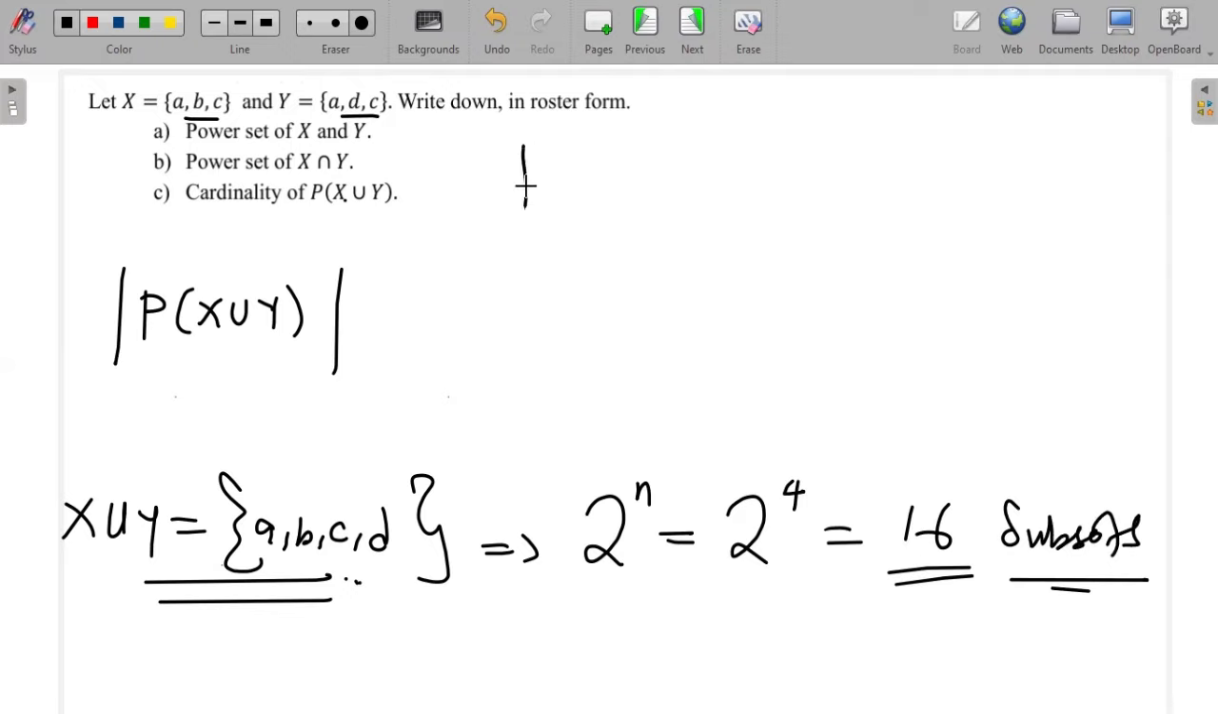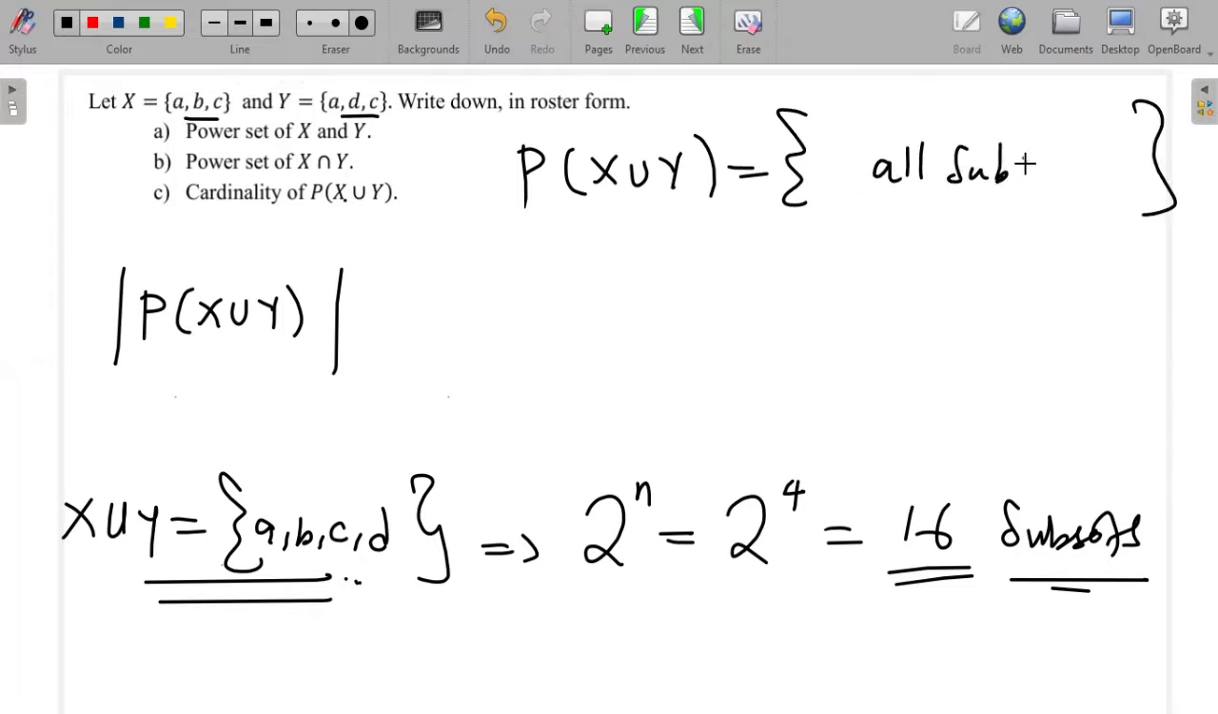Now, when you talk about the power set of X union Y, then we're talking about the set that will list all subsets of that set. So in this set, we are going to list all the 16 subsets. But here, the question is not about listing all the 16 subsets.